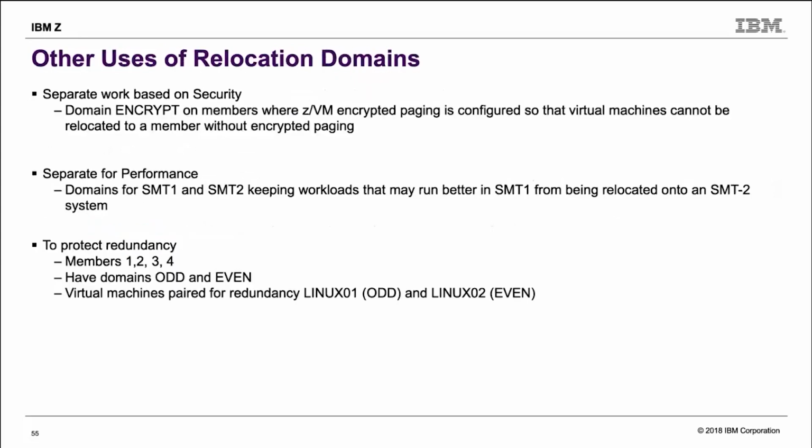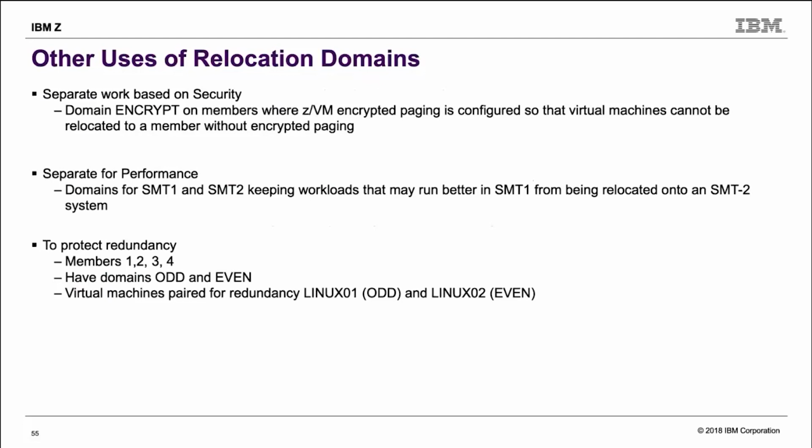So a couple other ways that we've seen relocation domains used in the field. We've seen some clients that will set up domains specifically for security. And so members of that domain may have things like encrypted paging or some other security feature. We've seen this done so that virtual machines can only relocate to members that have that security, right? They can't relocate to somewhere where things are not as secure.